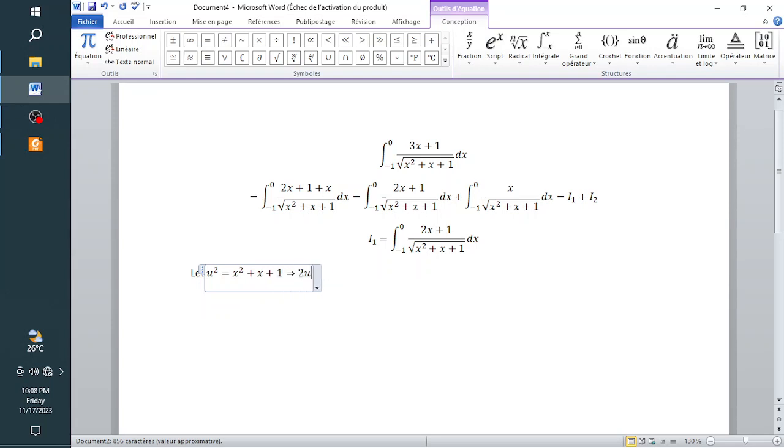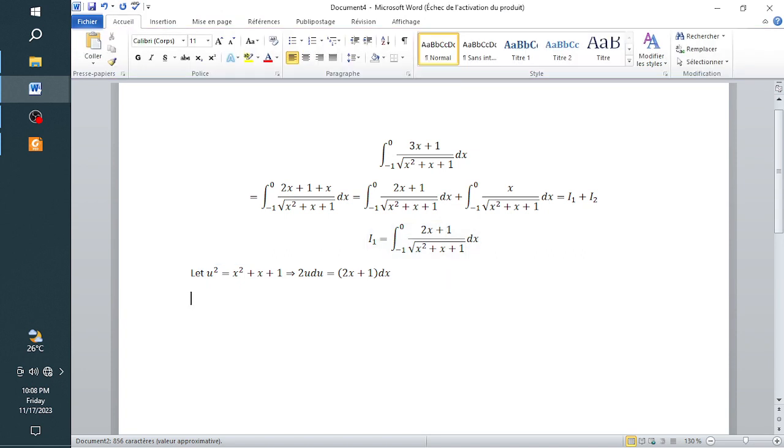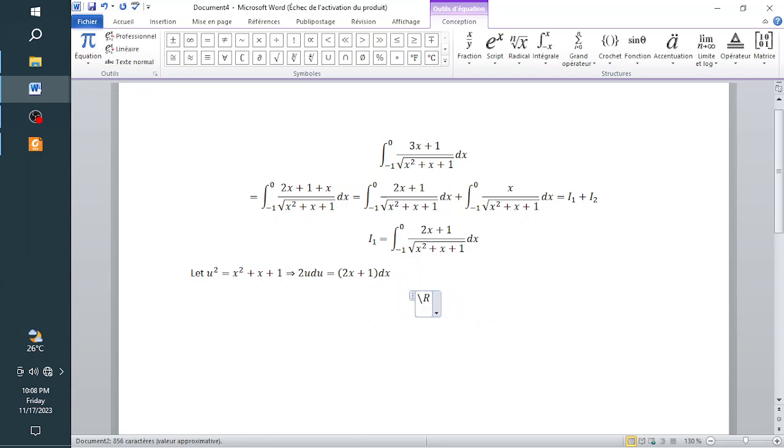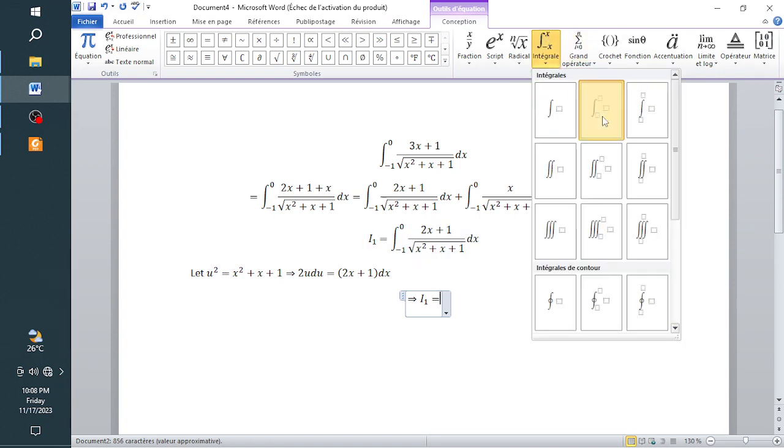As we differentiate both sides, 2u du gives us (2x + 1) dx. So it means that the numerator of that integral is just 2u du. So we can say that our I1 is equal to, now we need to change the limits because we are changing the variable.